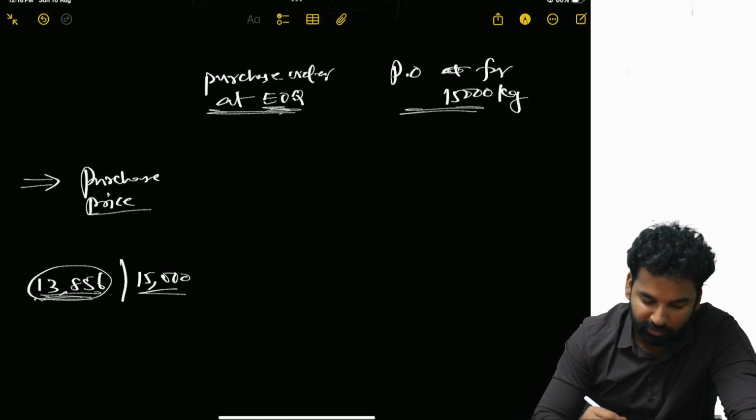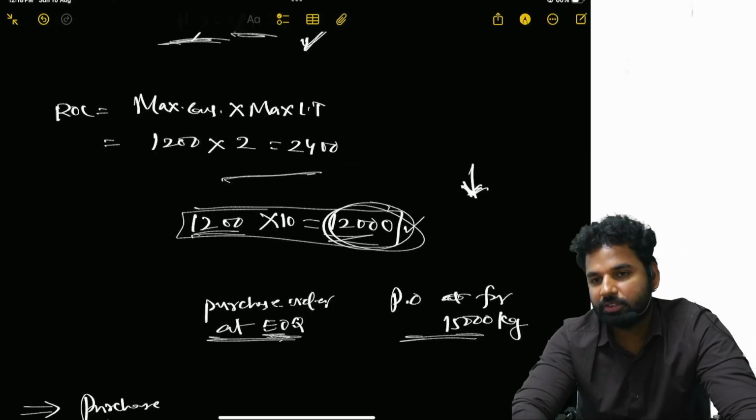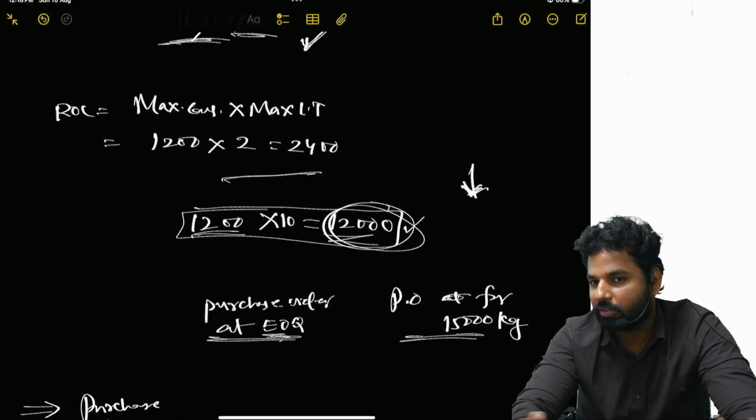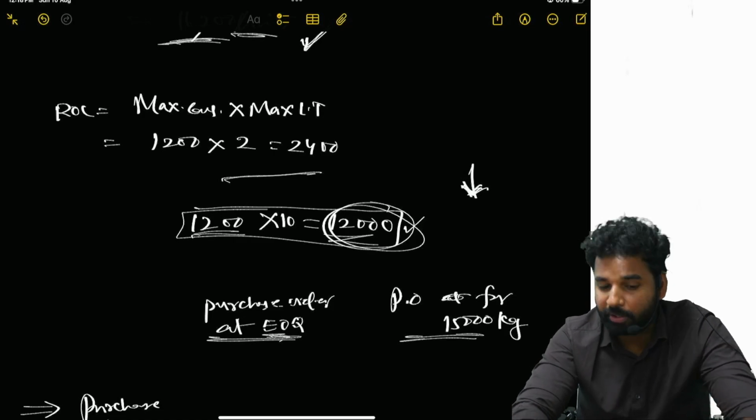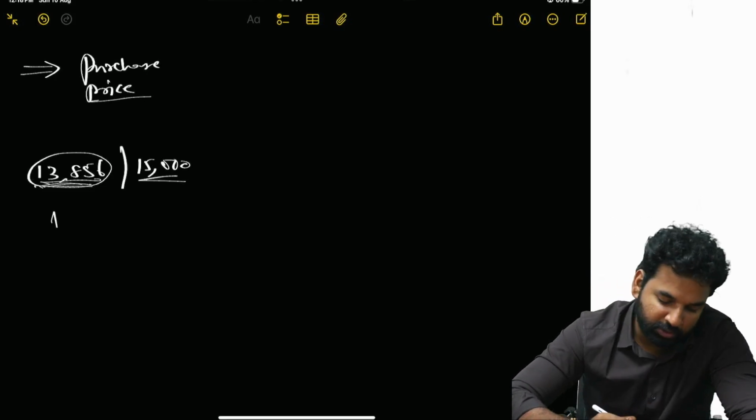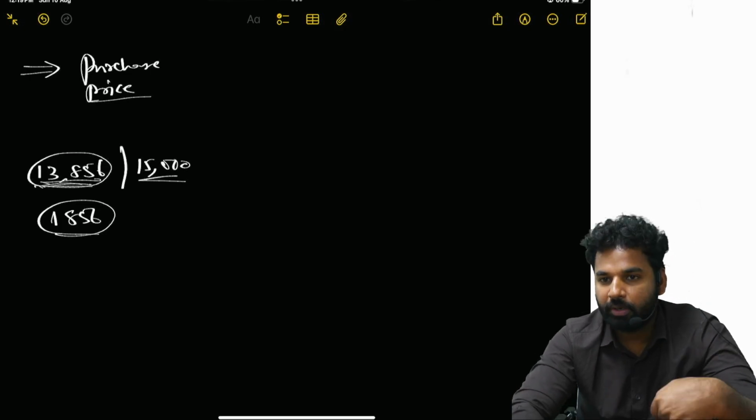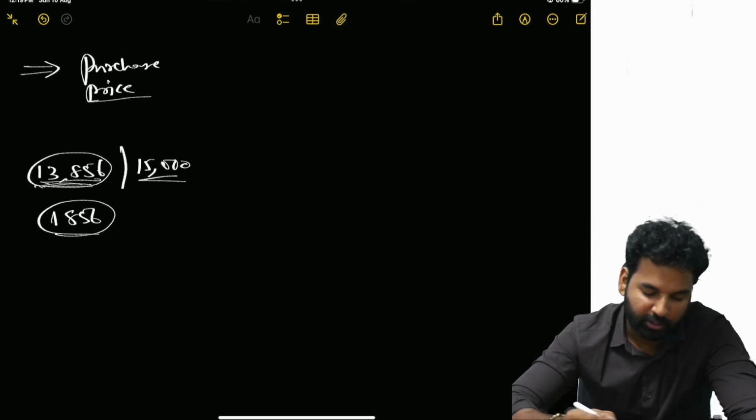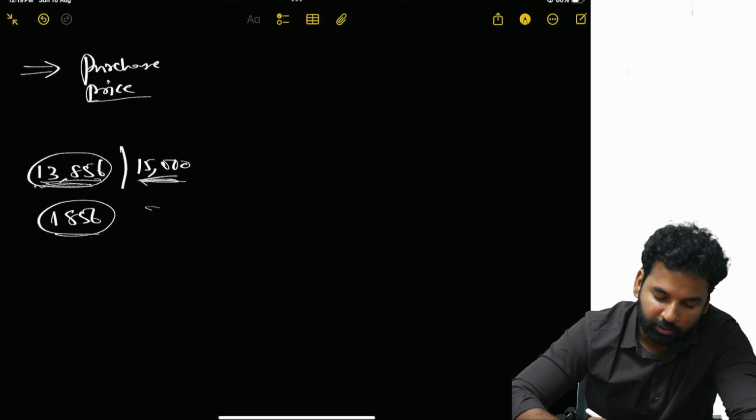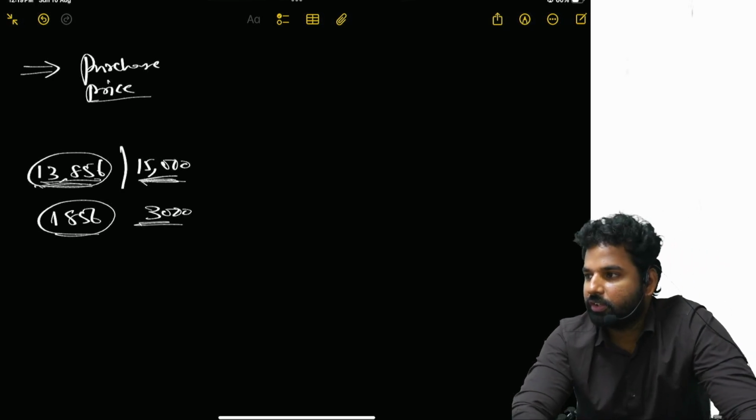See, in the last question only we have fixed a maximum level. How much? 12,000. It cannot be more than that. If it is more than that, what will happen? It will be perishable. So that means you are putting an order for 13,856. What will happen? 1,856 units will be perishable. This will be loss. Okay. In this case, what will happen? 3,000 units will be perishable.